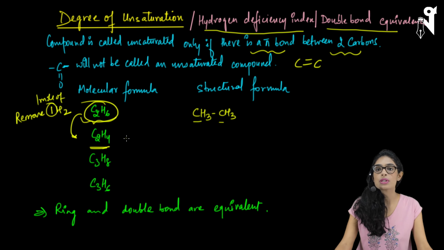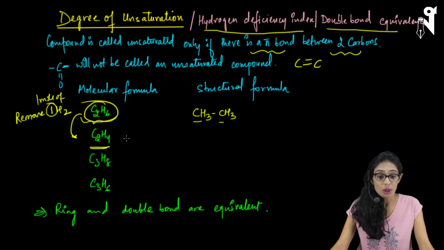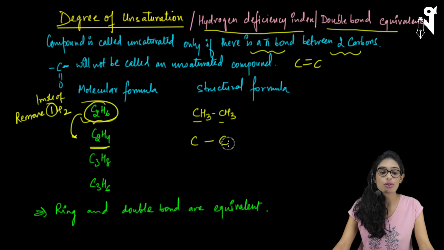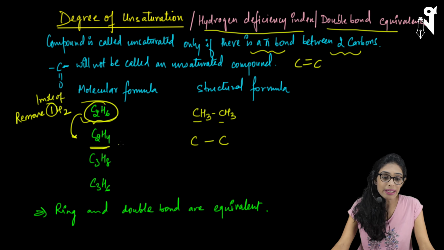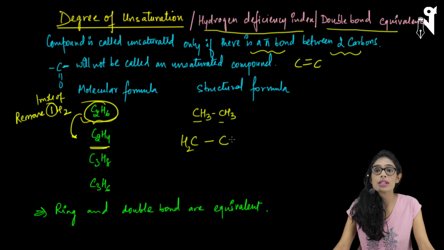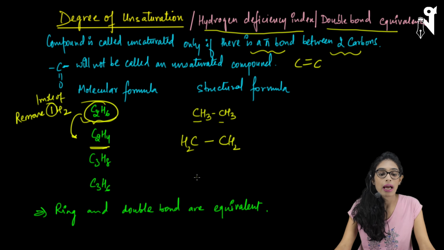Now if I want to form the structural form of this, what will I do? First I will write carbon single bond carbon and will try to fulfill the valency with hydrogen. So here I have 4. So I can have 2 here and 2 here, but still it seems like the valency of carbon is not fulfilled, and hence I will make a pi bond over here.